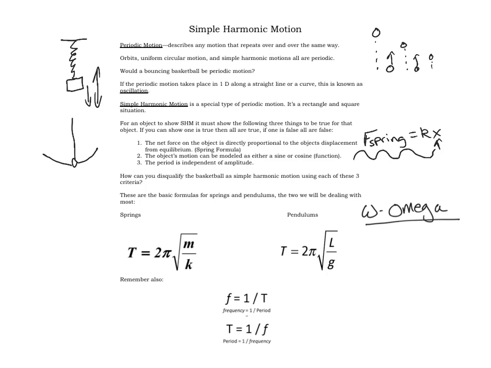So in order for it to be simple harmonic motion, for a pendulum, it doesn't matter how far you pull it back. For a spring, it doesn't matter how far you pull it down, within reason. You don't want to break the spring or the string, obviously, but it doesn't matter if you pull it down a centimeter or 2 centimeters, it should still be simple harmonic motion. So how can we disqualify the basketball as simple harmonic motion using these three criteria?